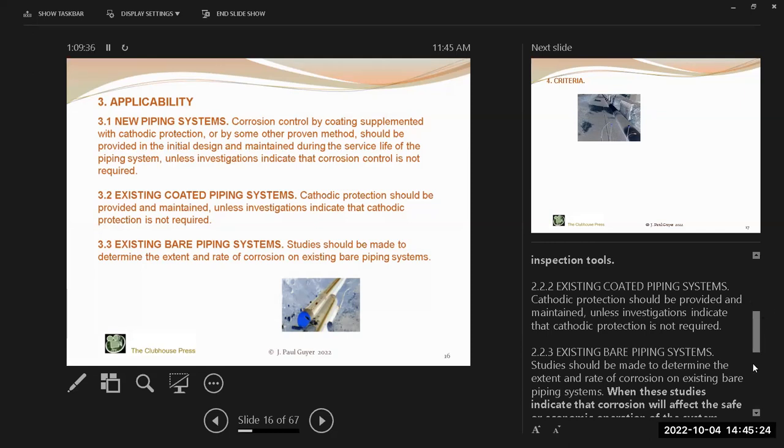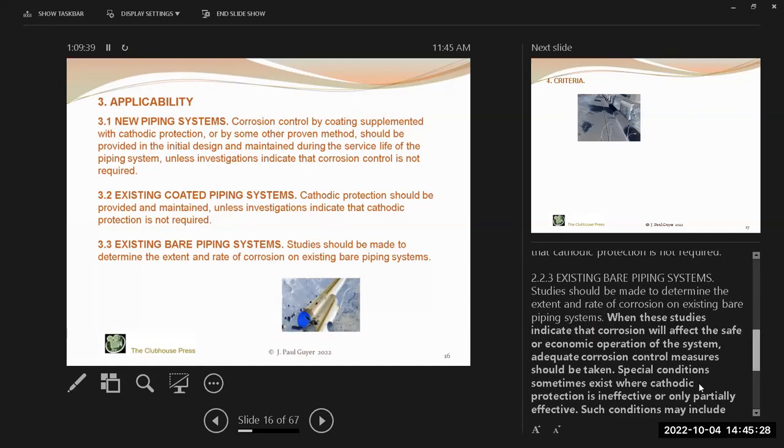With existing bare piping systems, studies should be made to determine the extent and rate of corrosion on existing bare piping systems. When these studies indicate that corrosion will affect the safe or economic operation of the system, adequate corrosion control measures should be taken, coatings and cathodic protection.